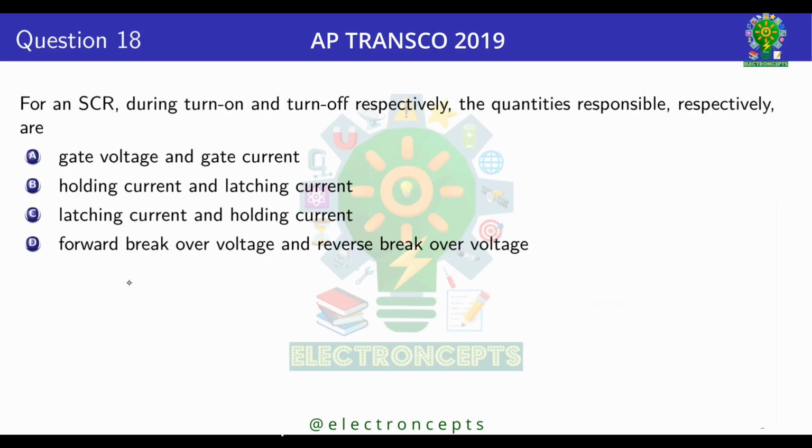Question number 18. For an SCR, during turn on and turn off respectively, the quantities responsible are. In an SCR, latching current ensures SCR remains on even after removal of gate pulse, and SCR turns off when gate current falls below the holding current. In general terms, latching current is the minimum anode current required to transition an SCR from off state to on state and maintain it even when the gate signal is removed. Holding current is the minimum anode current below which SCR turns off from its on state. Therefore, the quantities responsible for turn on and turn off of an SCR are latching current and holding current. Therefore, option C is correct.